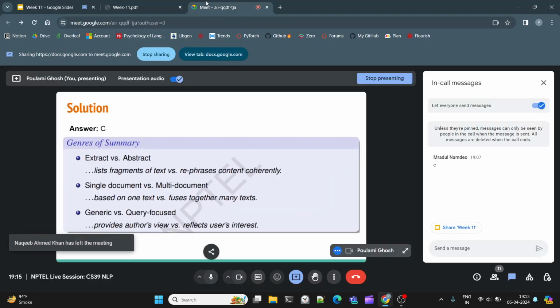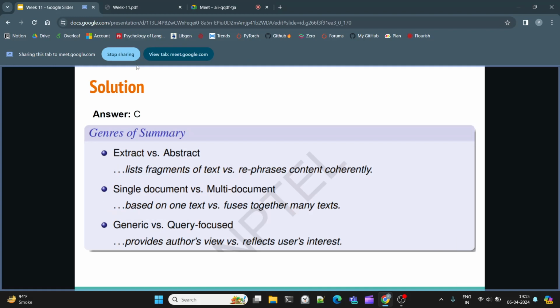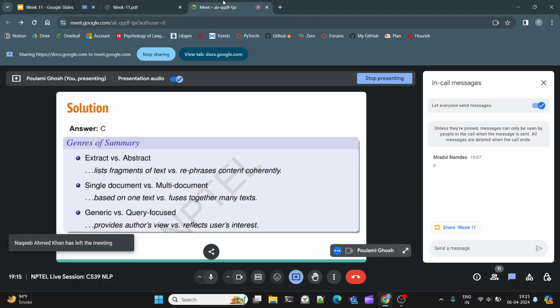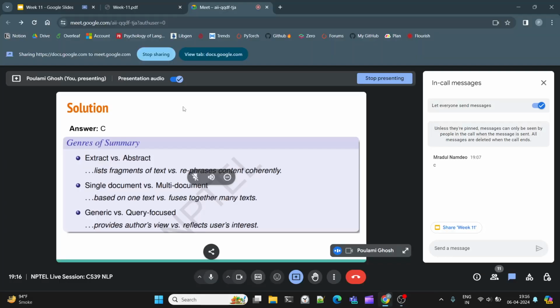And also the definition of extractive versus abstractive. In extractive, we don't replace anything; we just pick the sentences from the text. Yes, you directly, as it is, pick the segment from the text and put it in the final summary that you produce. Any other doubts? Okay, I think we can then move on to the next question.